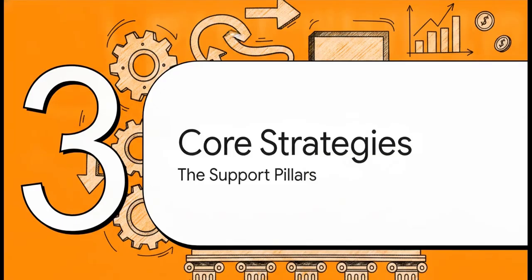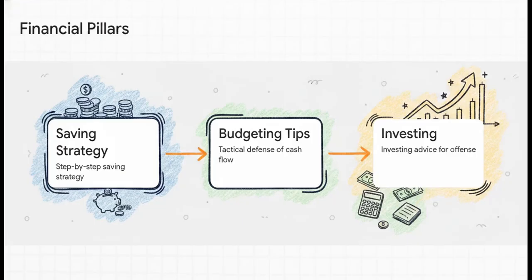Next up is Section 3, Core Financial Strategies, the support pillars. Here, the financial educator has to seamlessly progress through 3 very distinct pillars of knowledge. First, a step-by-step saving strategy. You have to learn how to keep the money you make. Second, budgeting tips. Think of this as the daily management, the tactical defense of your cash flow. And finally, investing advice. This is your offense, putting that saved and budgeted money to work so you can hit that $100,000 goal way faster. The source explicitly mandates this triad. Leaving out even one of these steps would create a fundamentally unstable financial foundation for a beginner.